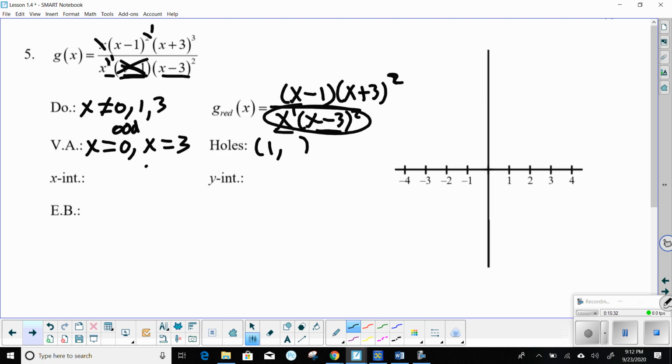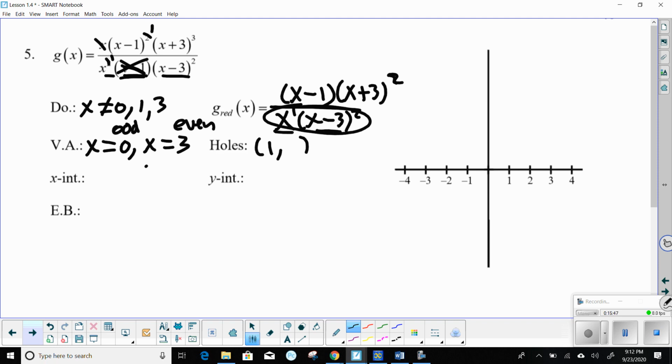X equals 3, x minus 3 squared is to the second power, so it's going to be even. That will be helpful to us. Let's figure out what the hole is. So remember, to figure out what the hole is, I take 1 and I plug it back into my equation.